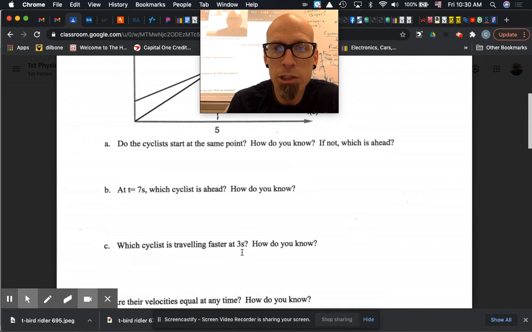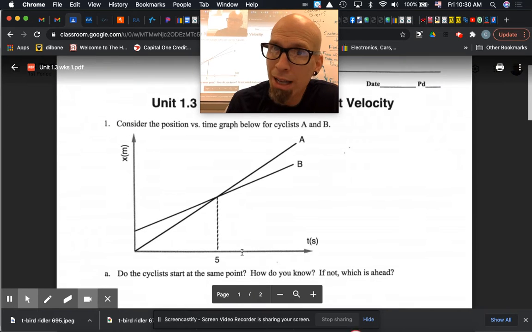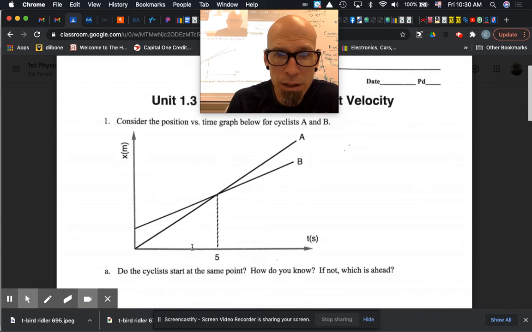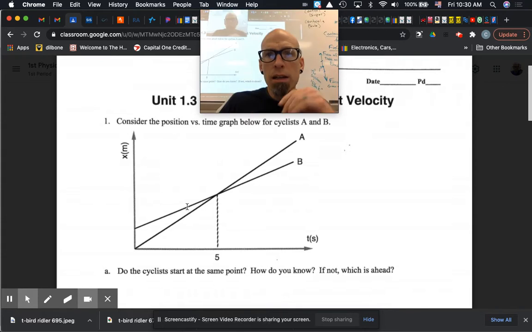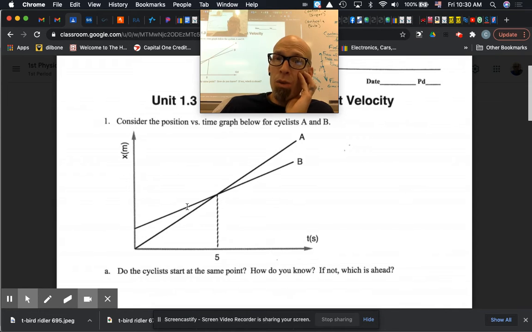And question C. Which cyclist is traveling faster at 3 seconds and how do you know? Now, this is where a lot of people mess this up because they look at where 3 seconds is. And again, it's not marked, but if that's 5 and that's 0, then you can assume 3 would be around here, closer to 5 than 0. And if you go up like this and you see that B line is above the A line at 3 seconds. And so a lot of people said, well, B is faster because B is higher up than A is, and so that means it's faster. Well, does that really mean it's faster? What did we say tells us how fast something is?